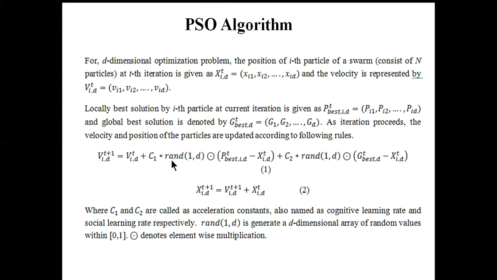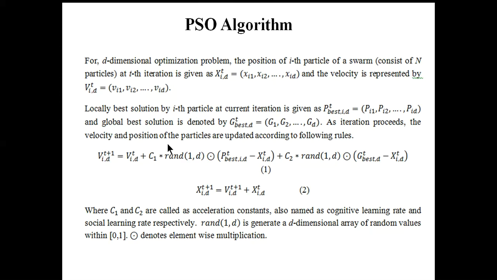Okay, and you can see that this term rand(1, d) basically generates a random d-dimensional array. In MATLAB, if you use a command like rand(1, 5), it will generate a 1 by 5 matrix with 5 random numbers. So you can use this command in MATLAB.